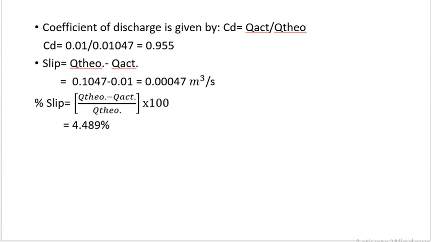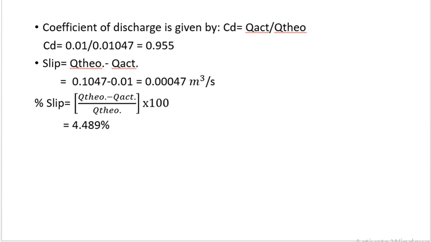Percentage slip, you know the formula of percentage slip. In our last slide we had calculated this. The percentage slip is equal to Q theoretical minus Q actual upon Q theoretical. All the value is given, so you can calculate percentage slip which is 4.489%. So this is the complete answer of your question. You saw that the question of reciprocating pump is quite easy than the centrifugal pump or another question of the turbines.